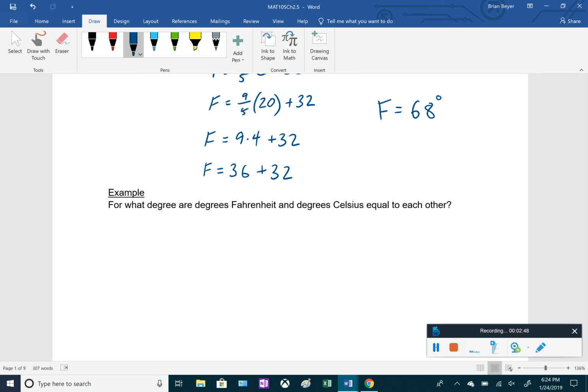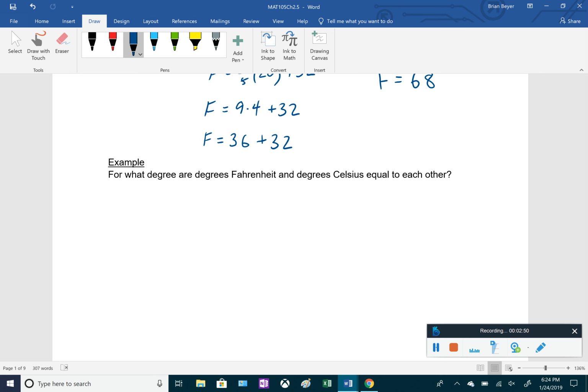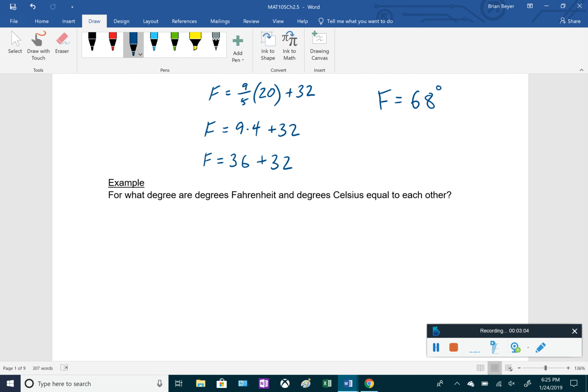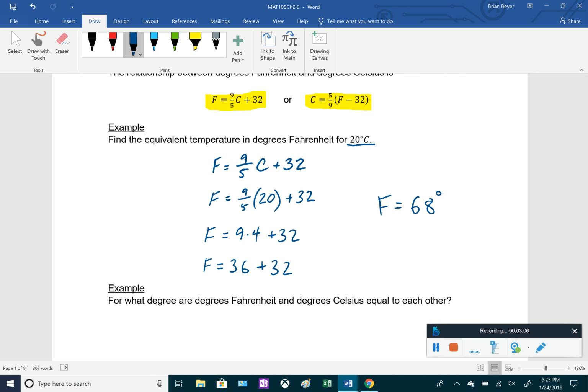So let's do another one. This next one's actually pretty interesting. We want to know for what degree are degrees Fahrenheit and degrees Celsius equal to each other. If you don't know this, it's pretty cool. There's actually a temperature where degrees Fahrenheit equals degrees Celsius. So let's figure out what it is. I'm going to use that same one. You can use either one of those formulas. I'm going to use the first one.